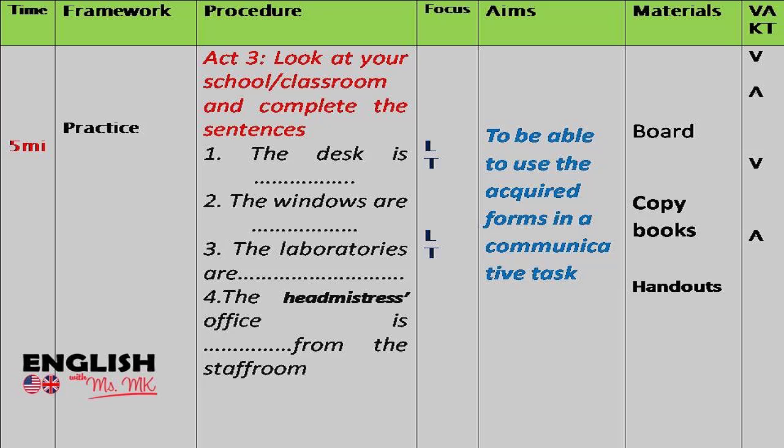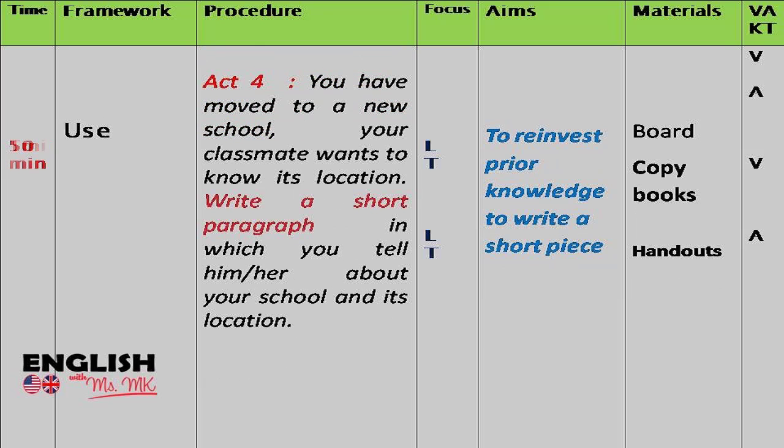The fourth activity, here they should produce an output. It means they are not going to rely on your ideas or on your words, or you are going to present nothing for your pupils. You're going to present the context only, and they're going to reinvest the prior knowledge in order to write a short piece of writing. So here, you have moved to a new school.